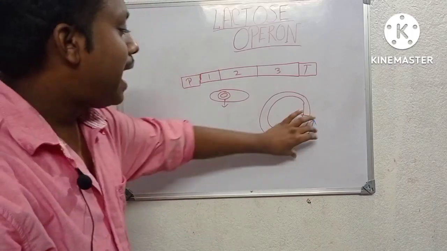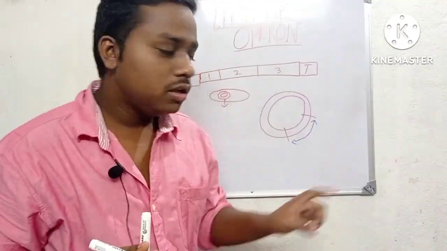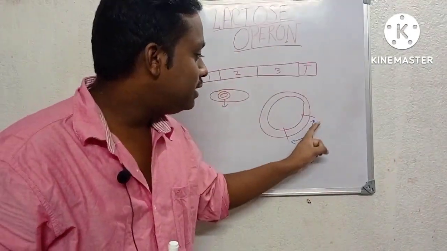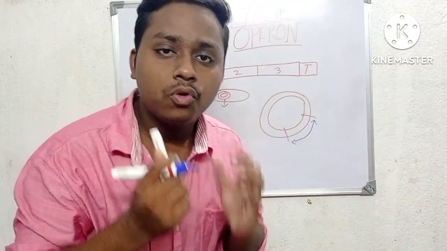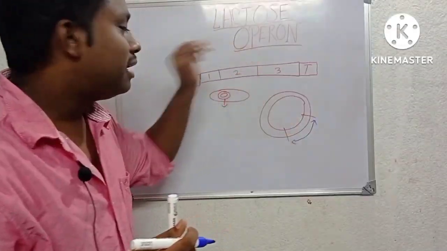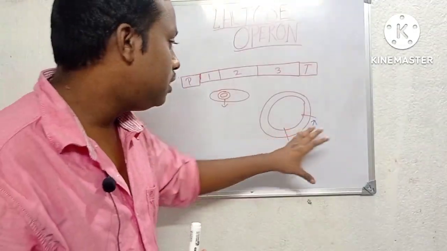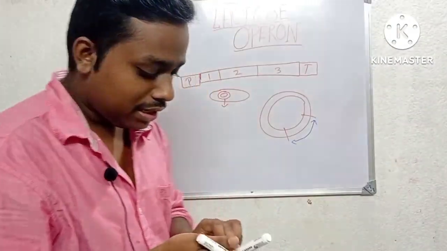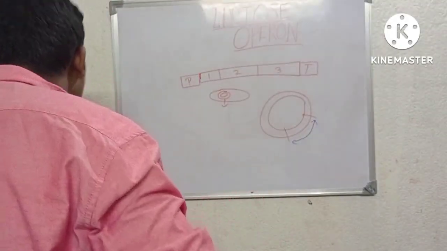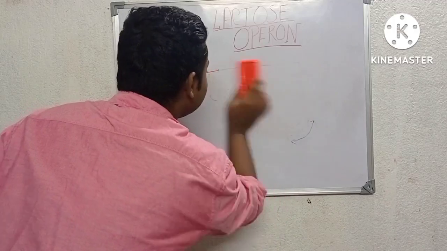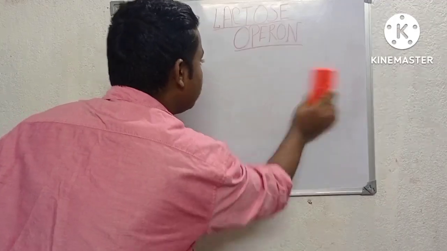Here the genes are arranged in very close proximity, and when these genes are expressed, they can produce some products which actually metabolize lactose. This is the fundamental concept of lactose operon. What is operon? And we will see the picture of lactose operon.